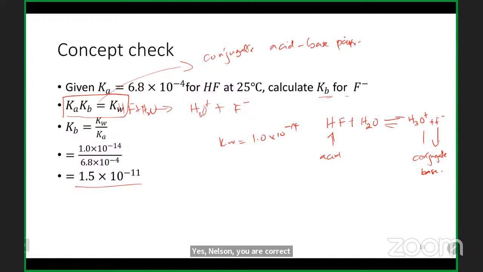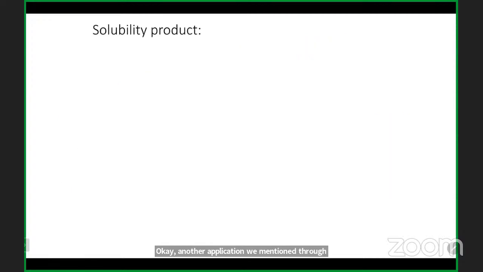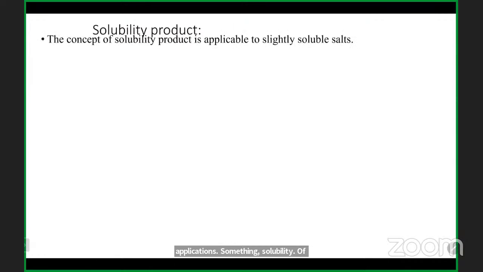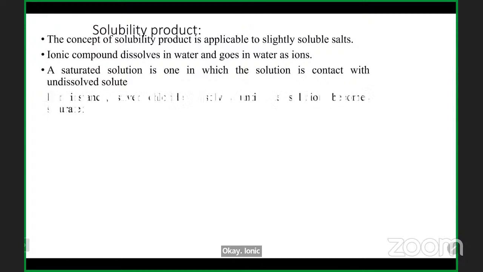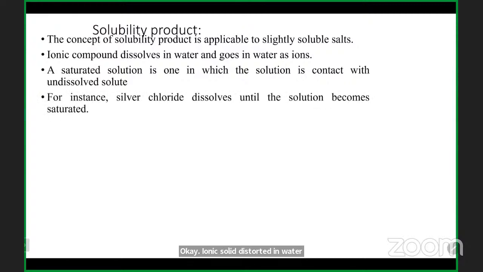Okay, another application, we mentioned 2 applications. So the solubility of ionic solids. An ionic solid dissociates in water if it is soluble. It dissociates completely, like NaCl. Put it in water, it dissociates completely into Na+ and Cl-. You still have your water somewhere there.